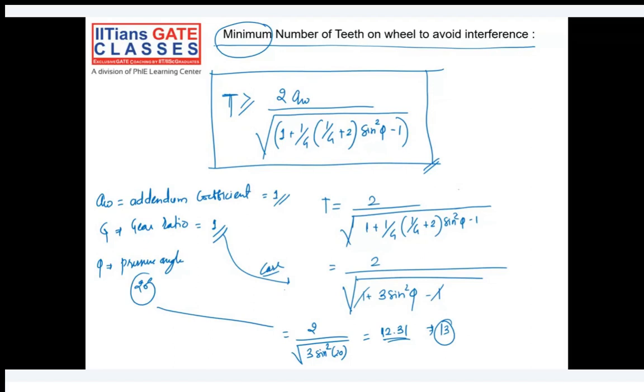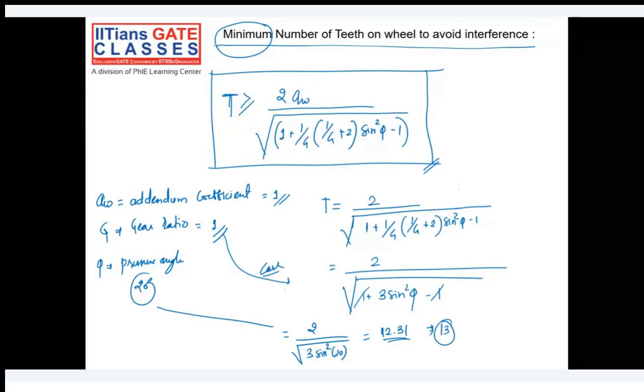Okay, are you getting it? Sir, the minus 1 was outside the root, sir. Then only we get it. Okay, let me just check the formula once again. If it was not there, we are getting 3. Okay, 2 by root. Okay, let me just check the formula.